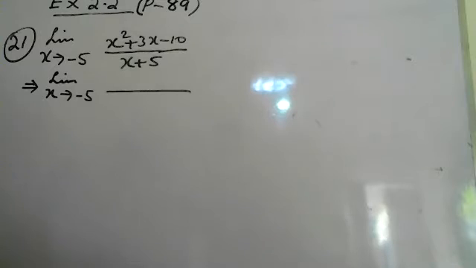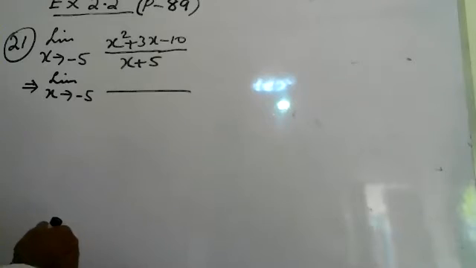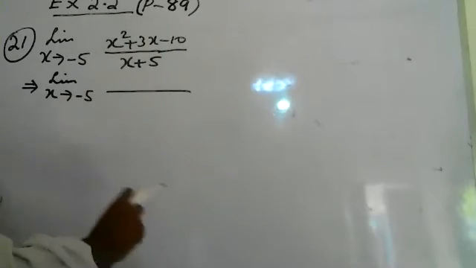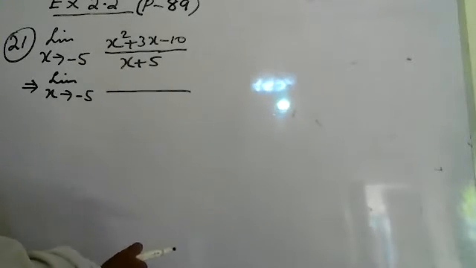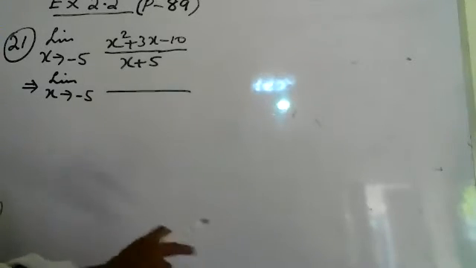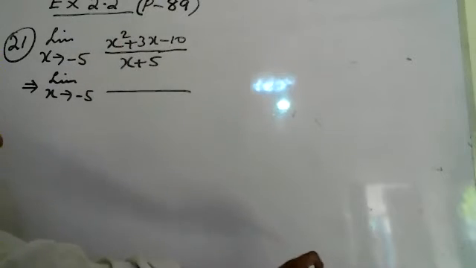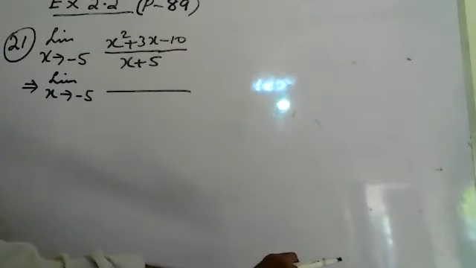What is the method of the middle term break? In the middle term break, first we will check that the expression must be in descending order. That means first x squared, then x, then the term without x. It is already in descending order.